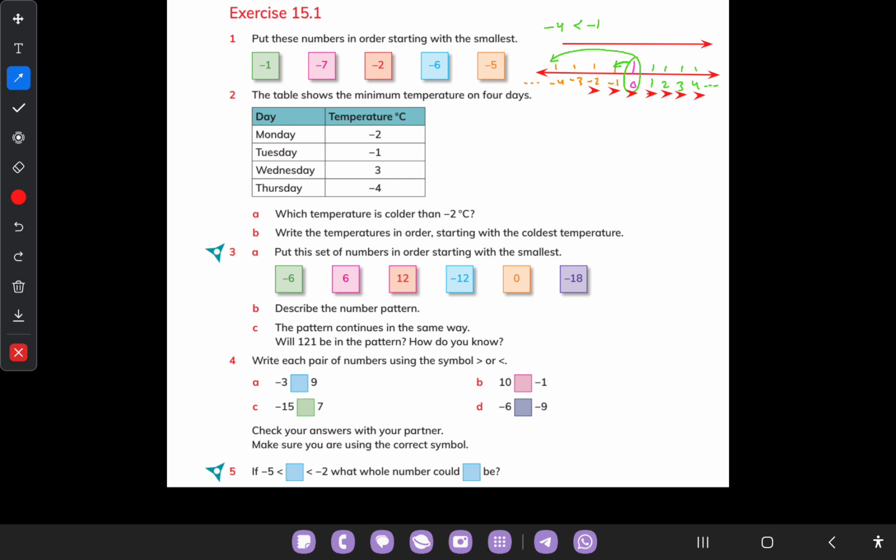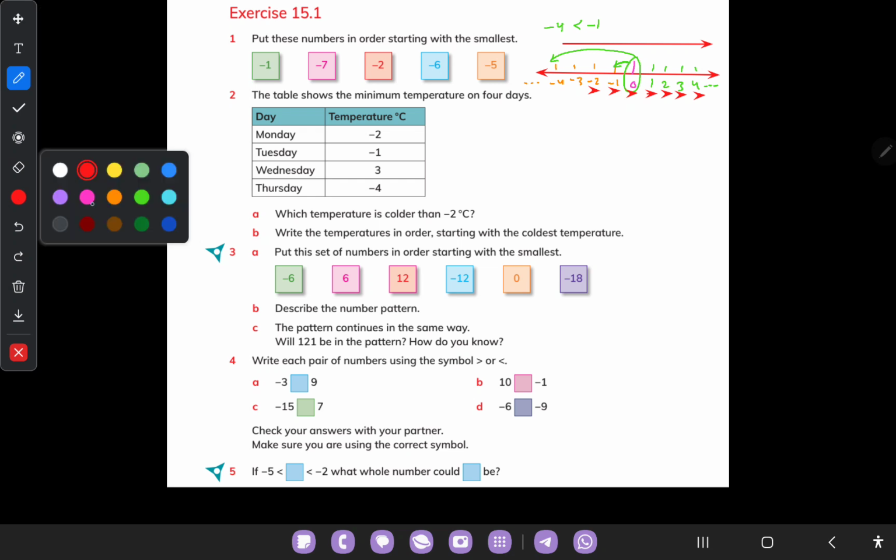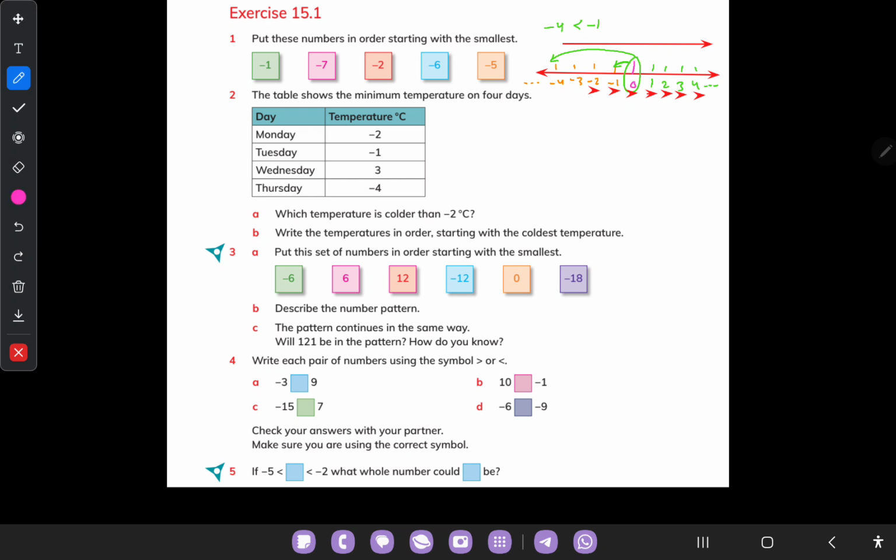Okay? So here I want to put these numbers from smallest to greatest. So we can start with what number? The smallest one here is what? Negative 7 as the first. Negative 7, yes.